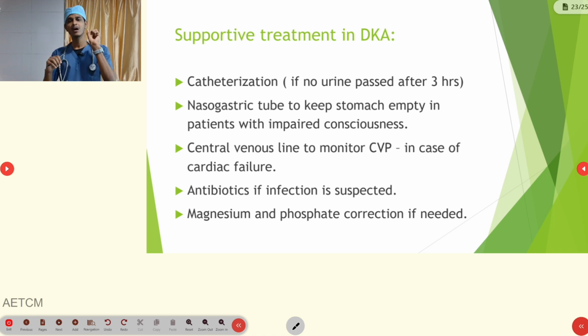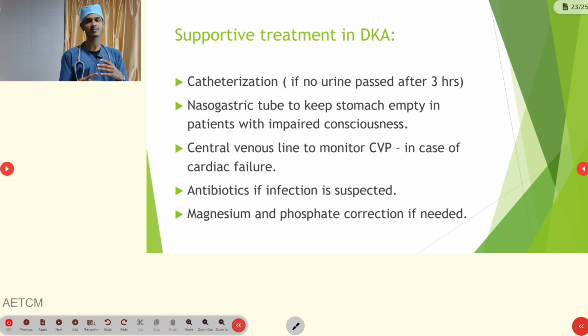So remember, first you have to treat the dehydration with fluid therapy, and you also have to consider the electrolyte imbalance: sodium, potassium, calcium, magnesium, phosphorus, everything you have to address. Second thing, you have to treat the hyperglycemia, for which we are following the insulin infusion protocol. Third thing, regarding the supportive measures.